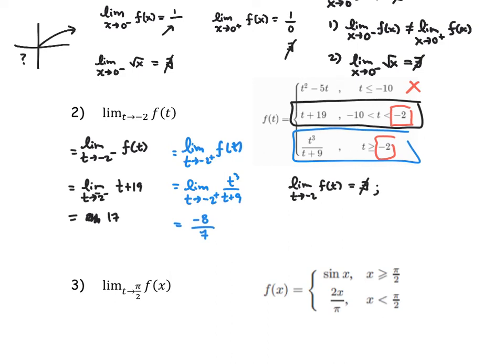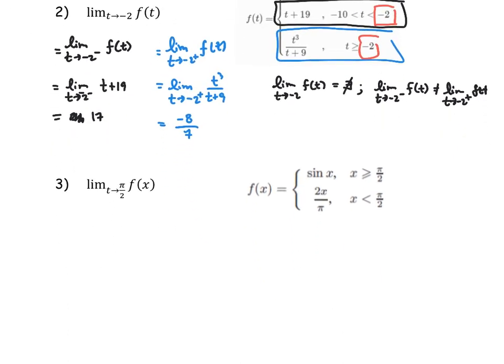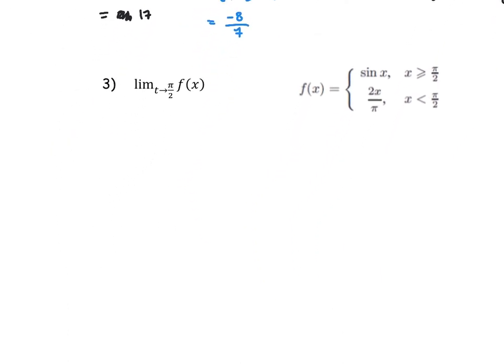Okay, so the limit as t approaches -2 of f of t does not exist. And the reason why is because the limit from the left of -2 of f of t is not equal to the limit as t approaches -2 from the right of f of t. Okay, let's see if maybe we can get one that works.